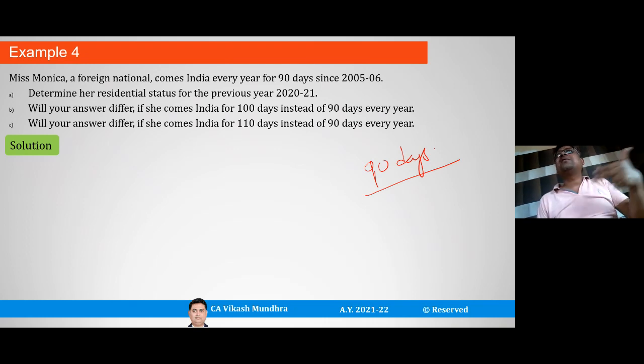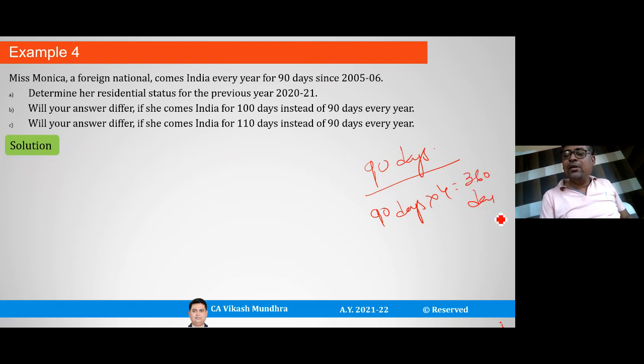That is 60 plus 365. Is the modified version applicable or not? Since she is a foreign national, the modified version is not applicable. She was in India for 90 days into 4 years, which comes to 360 days. Though she stayed in India for 90 days, which is more than 60 days during the previous year 2020-21, her stay in India for the four preceding previous years is only for 360 days. Her residential status for previous year 2020-21 is not resident, non-resident.